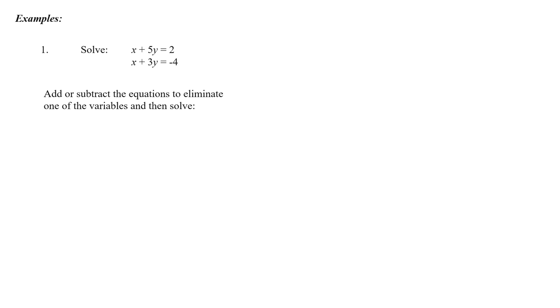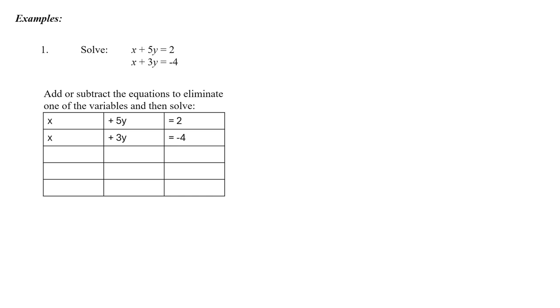So we can add or subtract one of these equations in order to eliminate one of the variables. So in both cases we have 1x. So what we can do is we can use subtraction to subtract the x from one equation from the other, which will give us a result of 0x. So we've eliminated one of the variables.